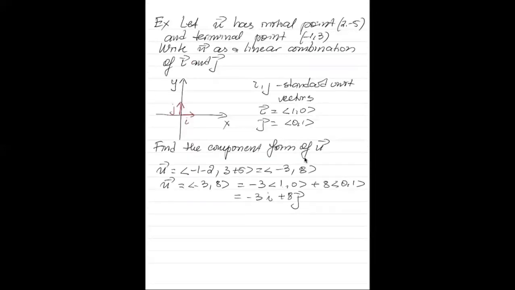And we can write this for absolutely any vector, we can write it in this form. So another example, if I have a vector with components 3, -7, how do I write it in terms of I and J? 3I minus 7J. So here you go.